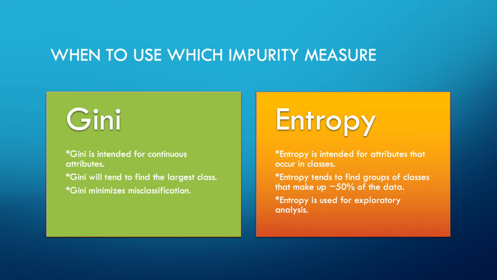Lastly, here are some useful practice tips on when you should in fact choose Gini impurity and when you should choose entropy. Gini is intended for continuous attributes whereas entropy is intended for attributes that occur in classes. Gini will tend to find the largest class, while entropy tends to find groups of classes that make up around 50% of the data. Gini is a great way to minimize misclassification, and entropy is good for exploratory analysis.